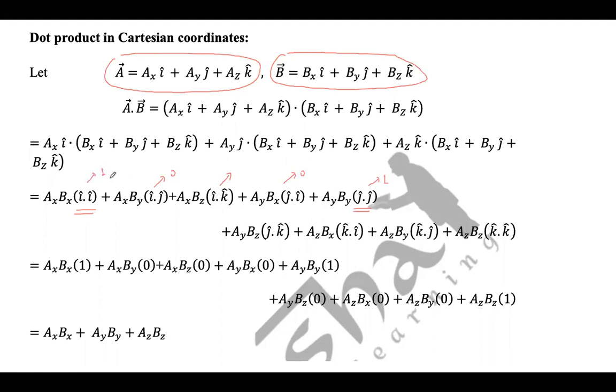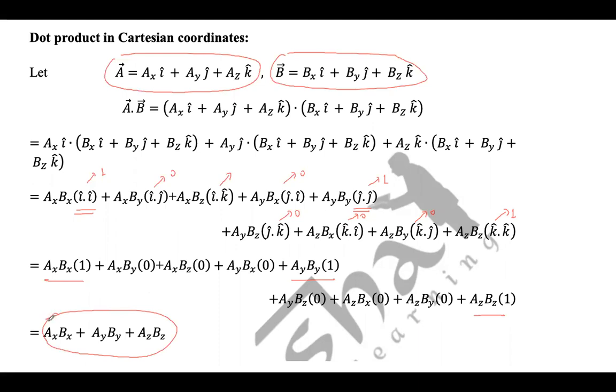I dot I is 1. Similarly, j dot k is 0, k dot I is 0, k dot j is 0. Which are not same, they will all be 0, and which are same, that will be equal to 1. So only three components are remaining: ax bx, ay by, and az bz. So the dot product gives you ax bx plus ay by plus az bz.